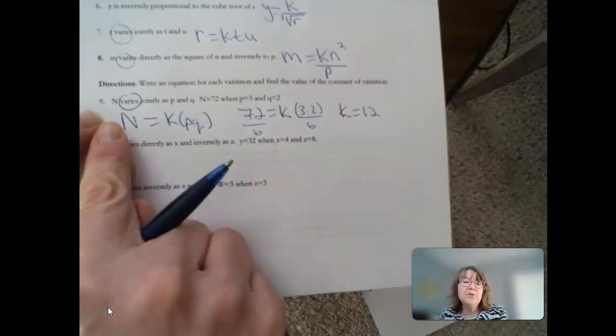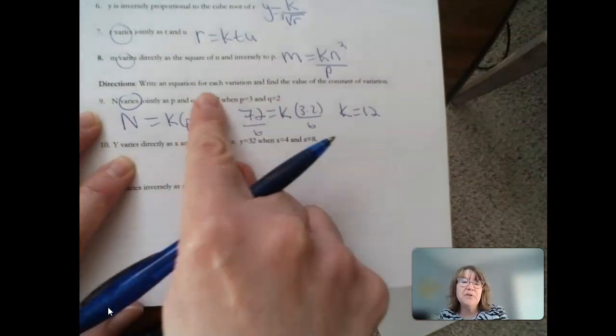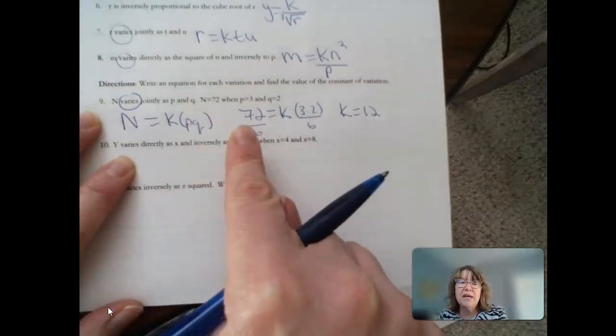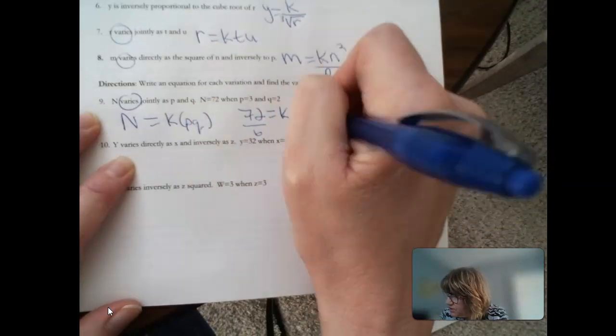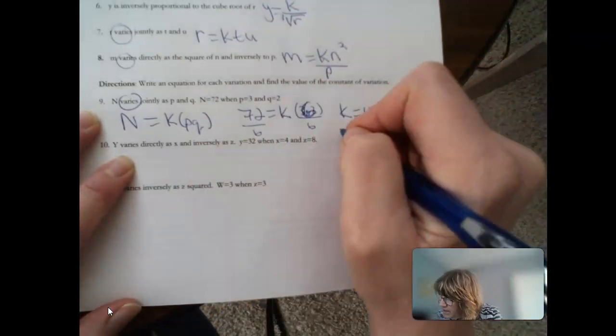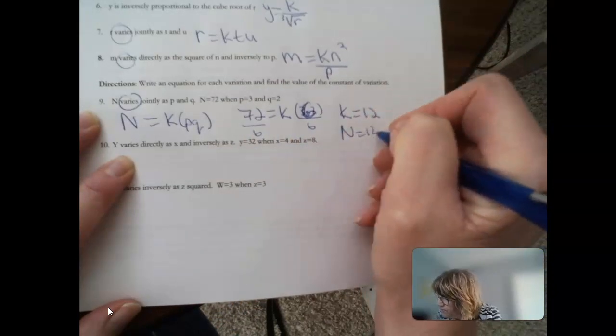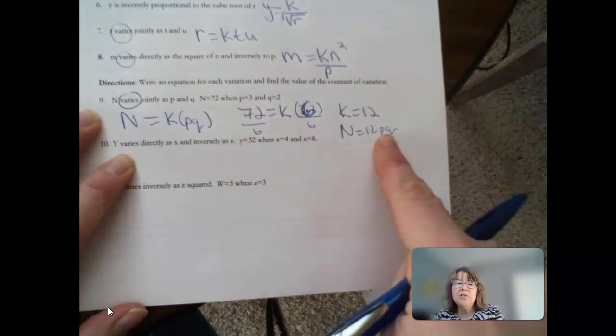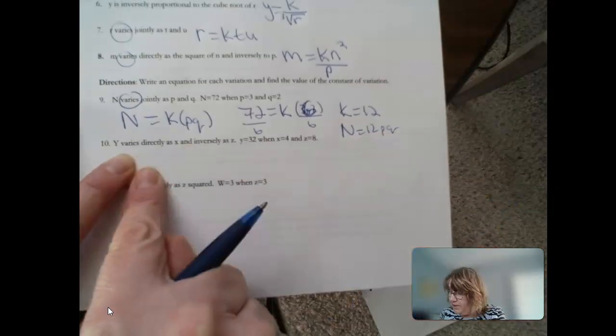So again, I write my formula. They're going to give me stuff to sub in. Great. I sub it in, and 3 times 2 is 6. So that's why I divide both sides by 6. And I get what? 12. So then what can happen is you can rewrite the formula so that you can use it to solve other problems.